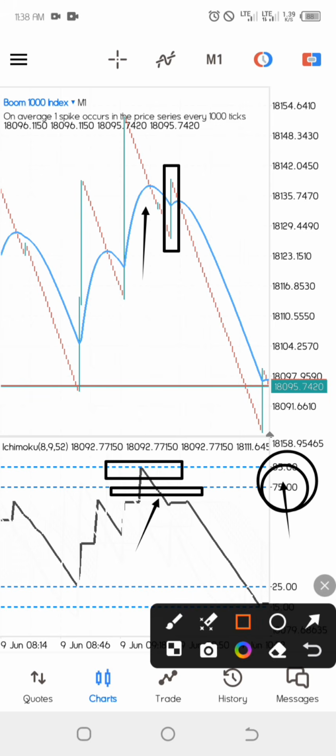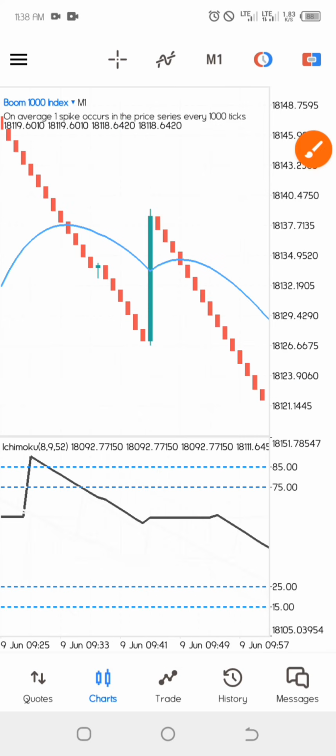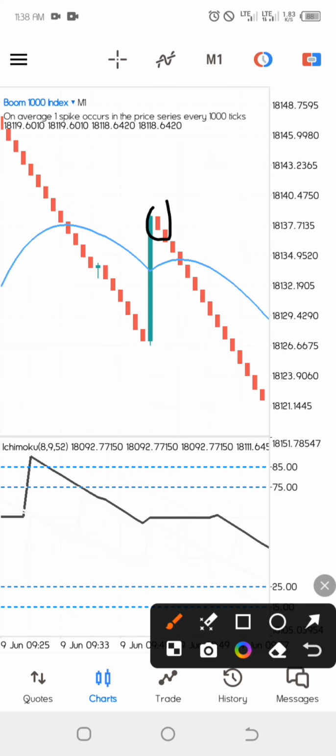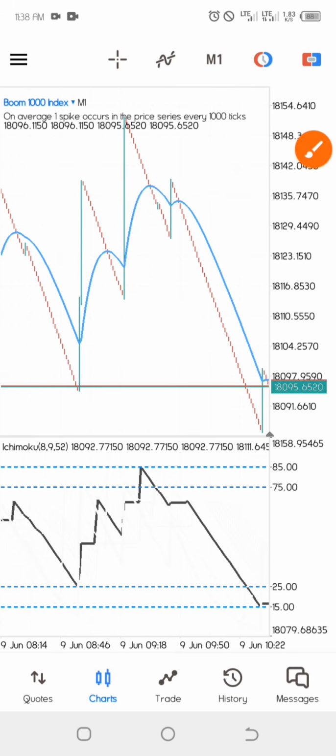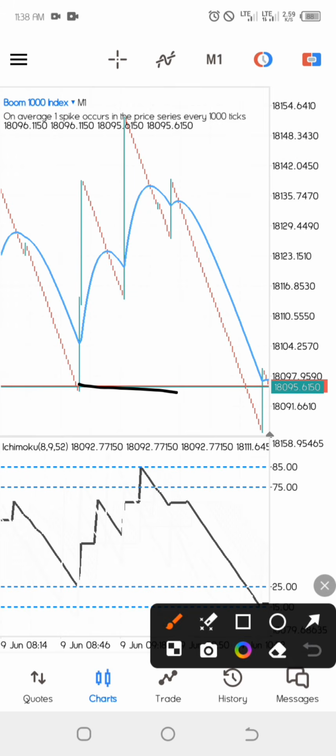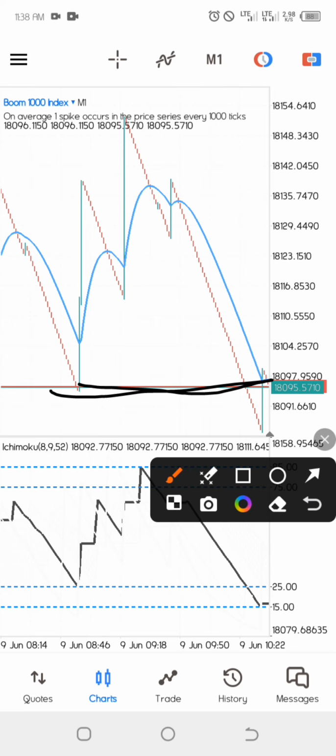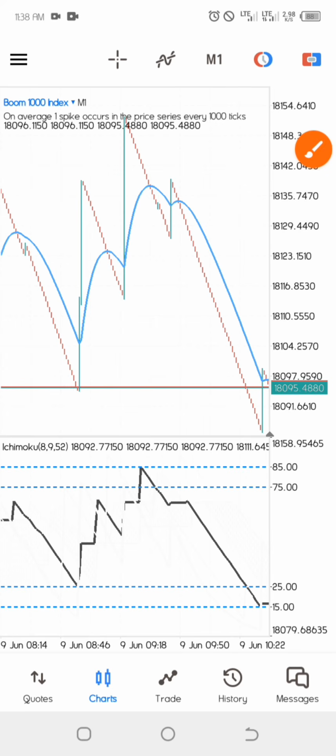Now you enter a trade when another candle opens. This is when you enter the trade, and your target should be at the next support area, or when the Ichimoku touches the 25 levels. So that's how you take a trade with this strategy.